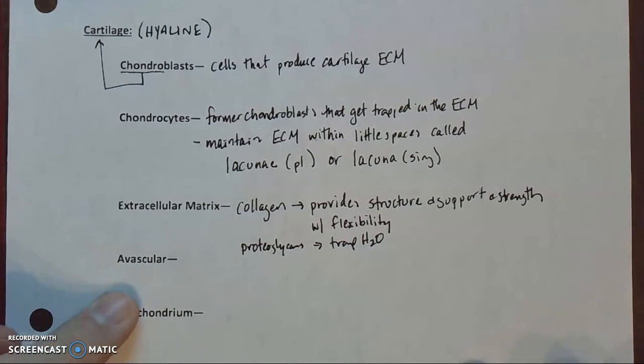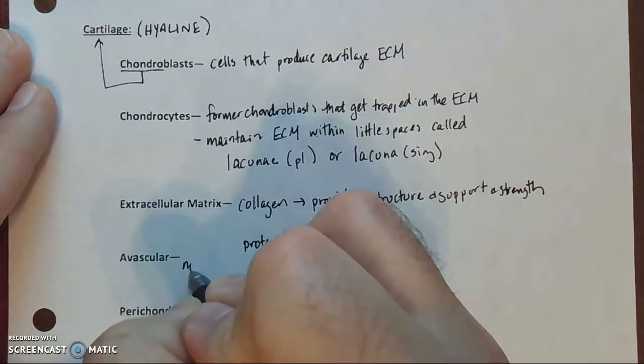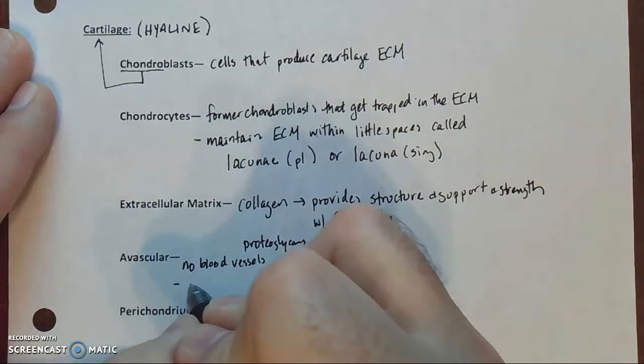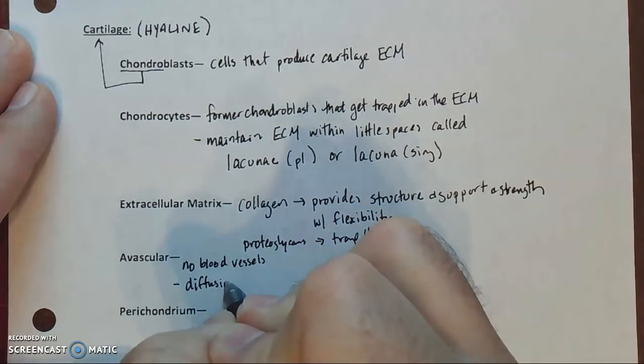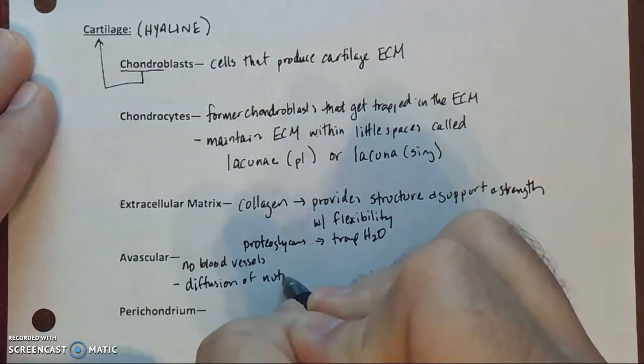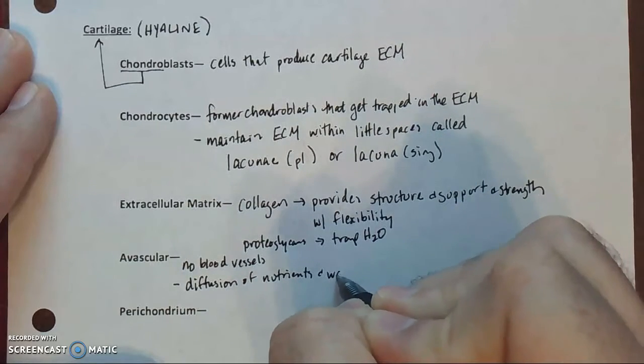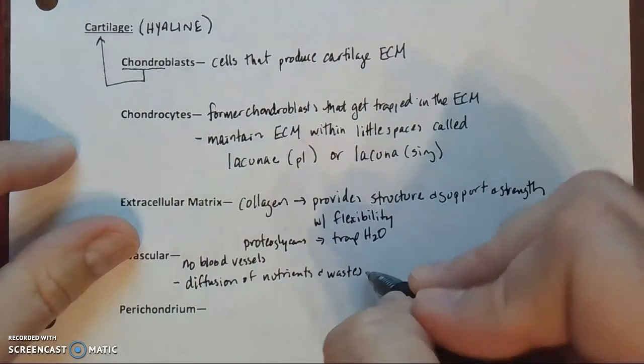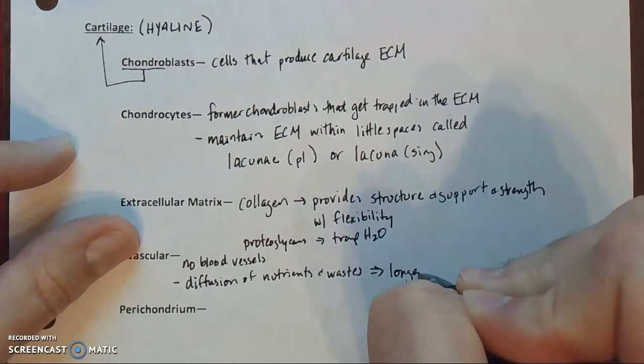Now, cartilage itself is avascular, so there are no blood vessels that go into cartilage. So we have to rely on diffusion of nutrients and wastes. This is unfortunate because if you injure cartilage, it takes a long time for it to heal. That is because we do not have a direct blood supply, so we have to rely on diffusion. This causes a longer healing time.